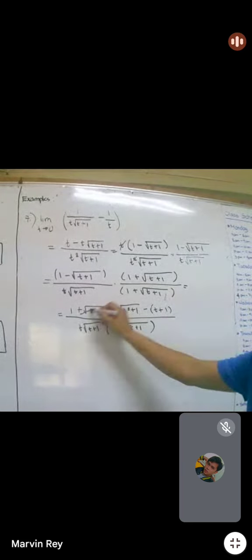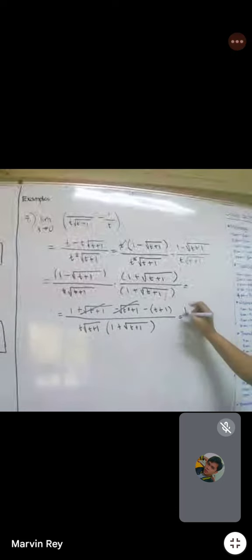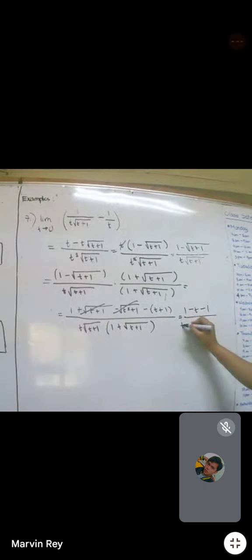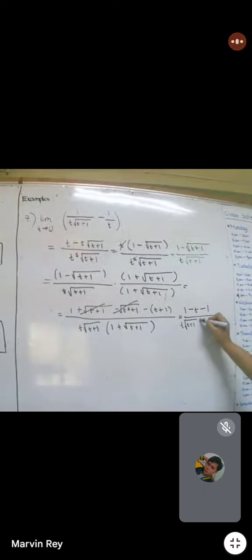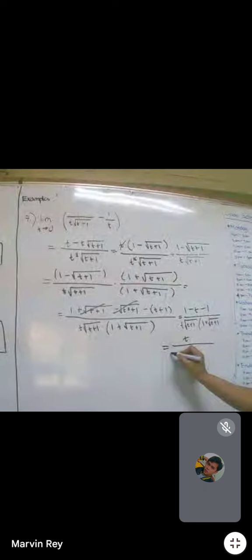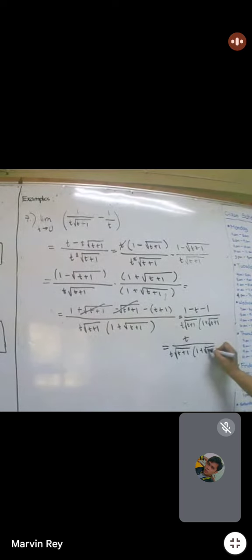So, what's the next step? This cancels out, so what remains is 1 minus t minus 1 all over t square root of t plus 1 times 1 plus square root of t plus 1. 1 minus 1 is equal to 0. So, the numerator is now just t, all over t square root of t plus 1 times 1 plus square root of t plus 1.